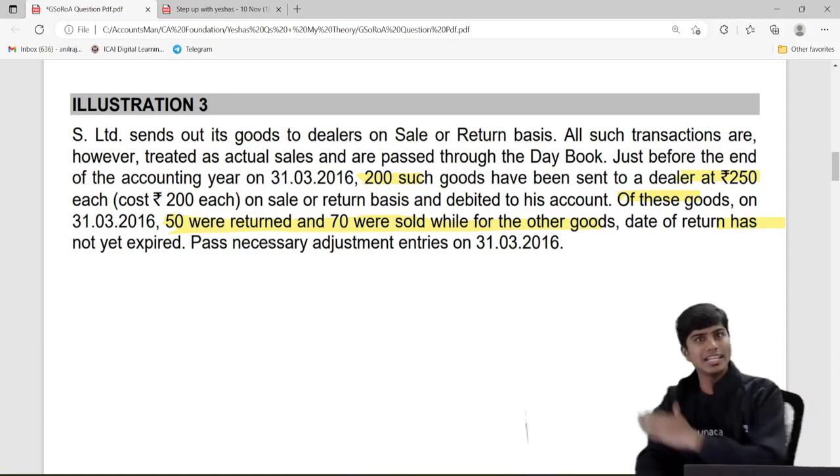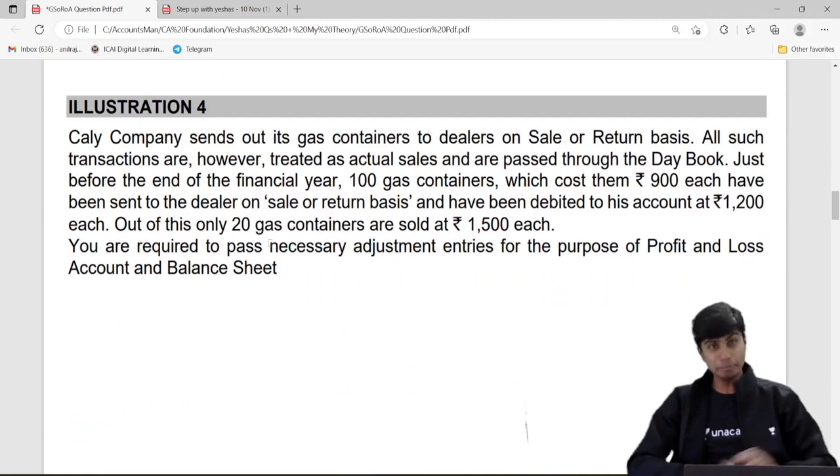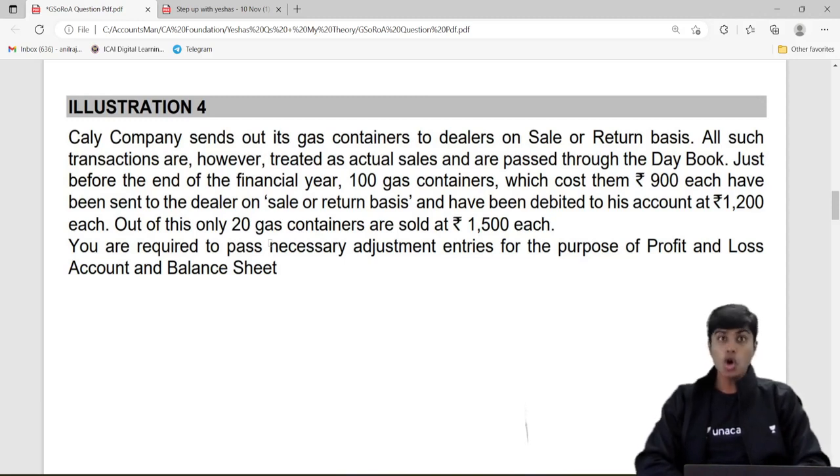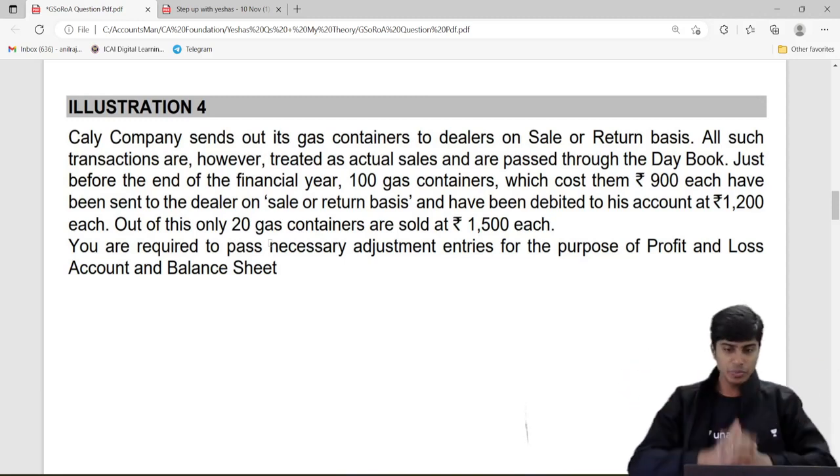Let's go into illustration number 4. Cali Company. What is Cali Company doing? Cali Company sends out its gas containers to dealer on sale or return basis. Very good. All such transactions are, however, treated as actual sales and are passed through daybook. Okay, Mr. Cali, you are very optimistic. I will give it to you.